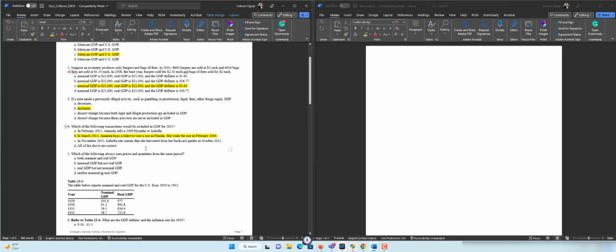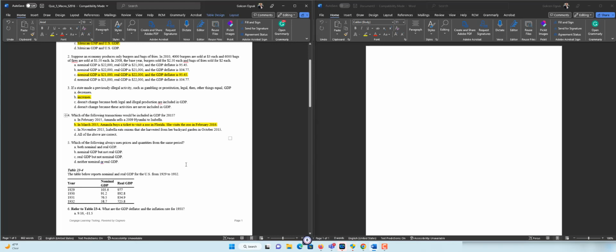In November 2015, Isabella eats onions that she harvested from her backyard garden in October 2015. Anything that is produced at home does not have a market value. Regardless of when they are produced, if they are produced at home, they are not included in the GDP.